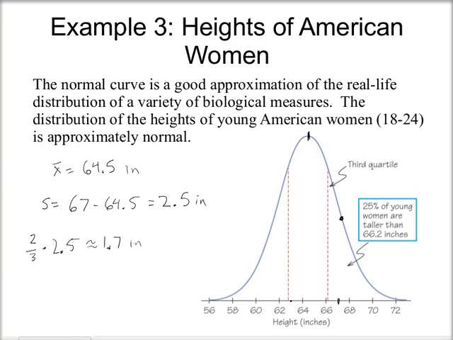So that gives me these two lines here. So my first quartile, Q1, is going to be 64.5 minus 1.7, which is 62.8 inches. And my third quartile, Q3, is going to be 64.5 plus 2/3 of the standard deviation, so plus 1.7, will be 66.2 inches is where my third quartile is here.